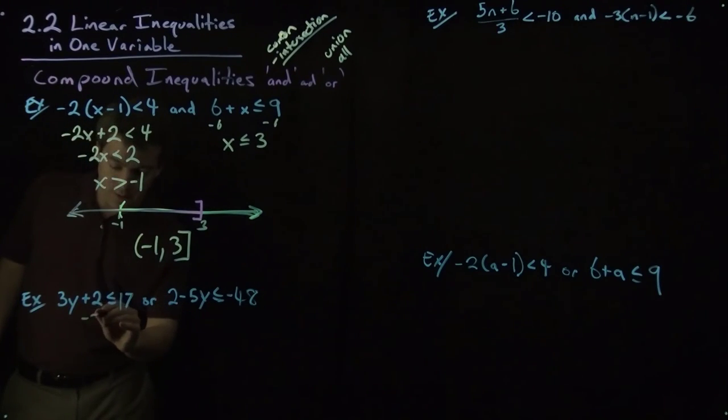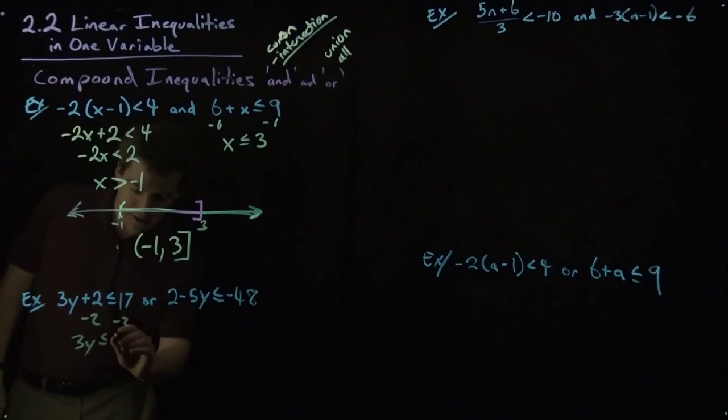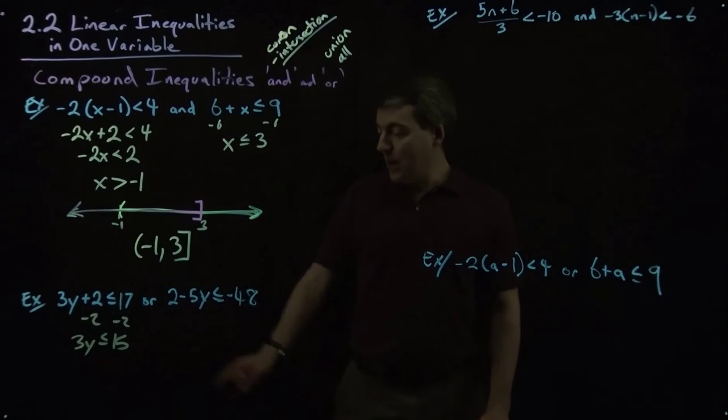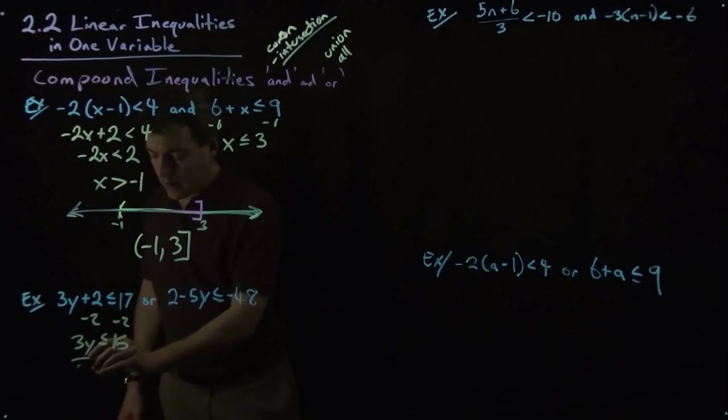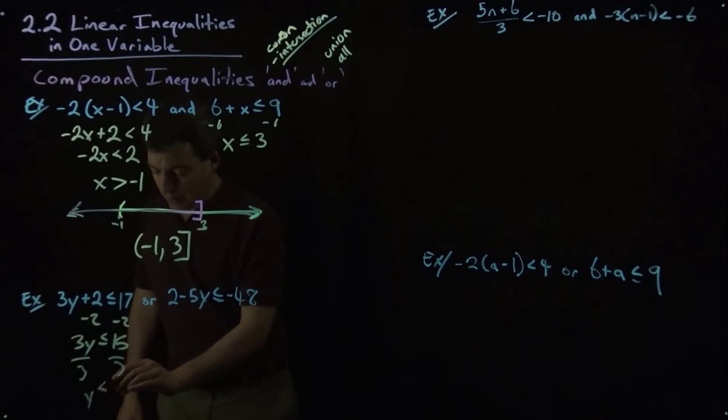Let's subtract the 2. We don't want to do more work than is necessary. So 3y is less than or equal to 15. Okay, we can divide by 3. We have y less than or equal to 5.